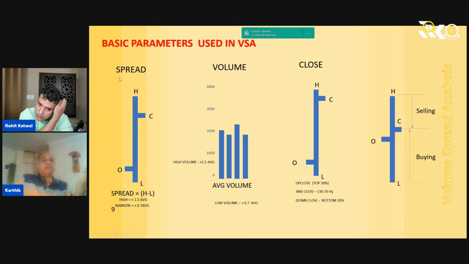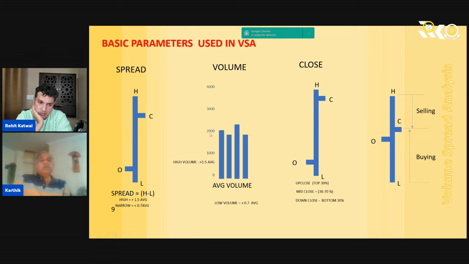Spread is the high minus low, the overall spread of the bar or the candle. The high minus low is called the spread. Normally, when you want to evaluate, you have to have some benchmarks. So we take a spread above 1.5 times the average as high, and less than 0.7 times the average, we take it as narrow spread.